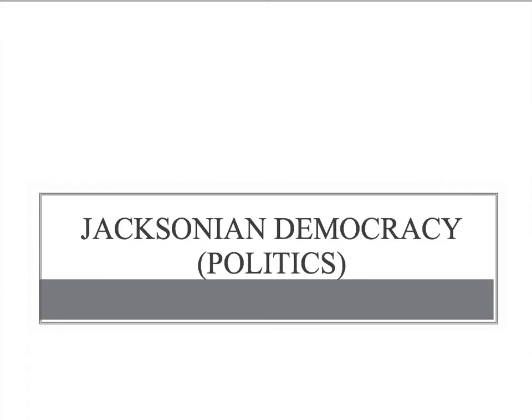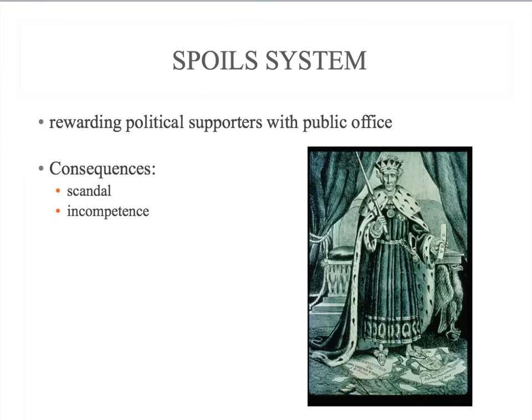So we're going to break down Jacksonian democracy into two different things. The first thing we're going to look at is politics. After that, we'll move on to the economic policies and the things that he had to deal with while he was president. First thing we're going to look at is the spoils system.